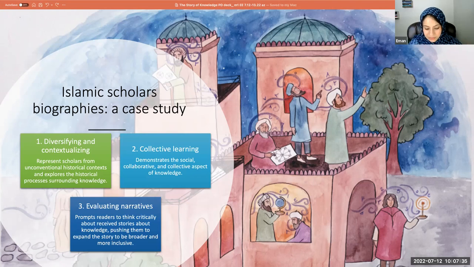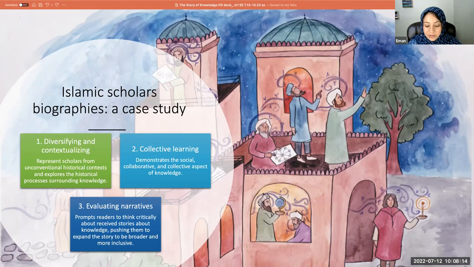So the first article we read was the introductory article of a 6-part series on Islamic scholars. And these serve as a case study for a few different reasons. And we designed these articles with this in mind. First, they diversify and contextualize because they represent scholars from the medieval Islamic world, which is not a historical context that is covered in most American curriculums. And they also contextualize the scholarship by talking about what exactly was happening in those societies that became the condition for this new knowledge. And it really shows you that the Islamic society was really diverse. You know, it wasn't one place, one language, one group of people.